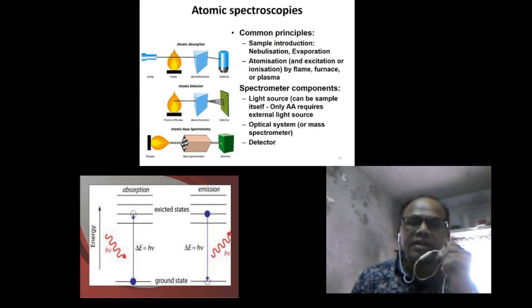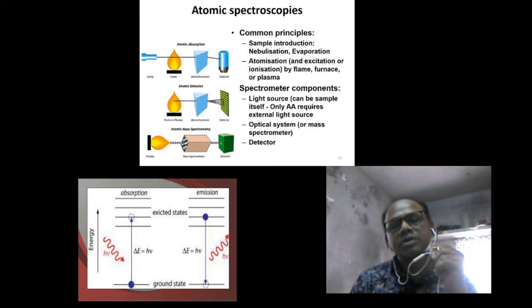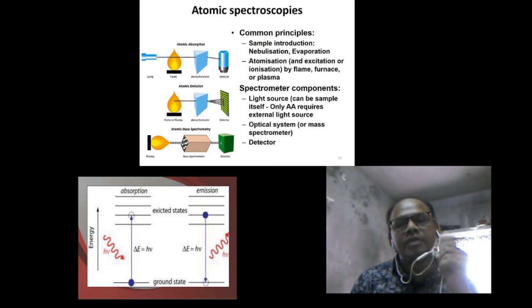So that light is coming from the atom which absorbed energy and then returned to the ground state. When the atom goes into the ground state, that energy is excreted in the form of light. So this is the basic principle of atomic spectroscopy.